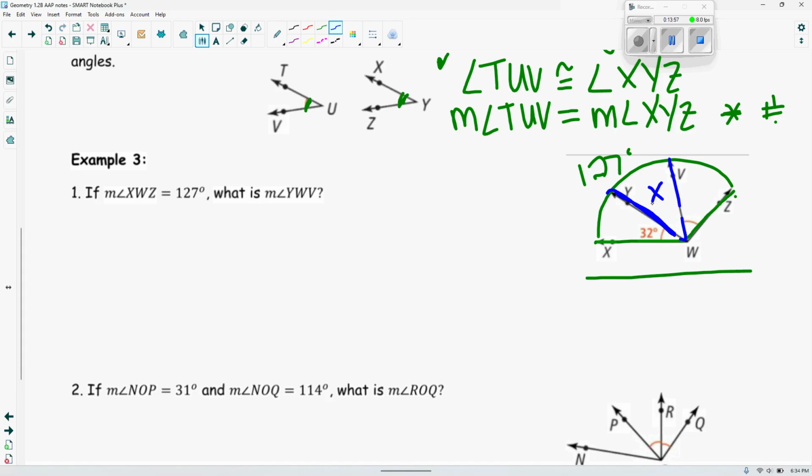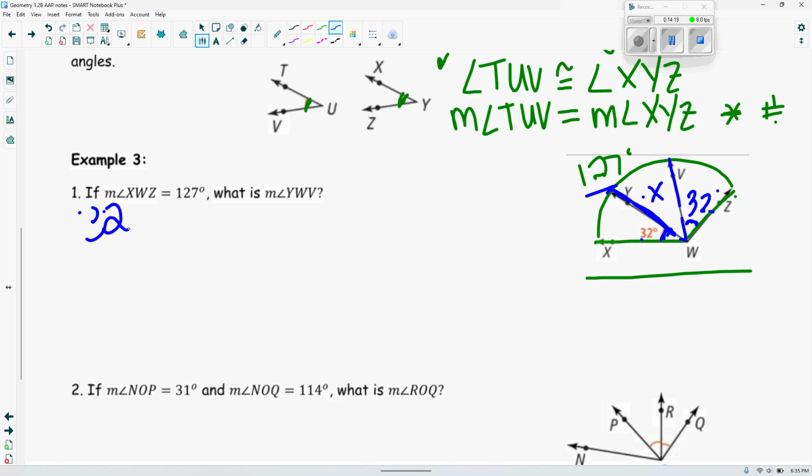I have this angle mark, one angle mark. I also have one angle mark over here. That tells me they're the same. So if this one is 32 degrees, this one is 32 degrees. The angle addition postulate tells me that if I add up all three of those angles, they have to equal the great big angle 127.